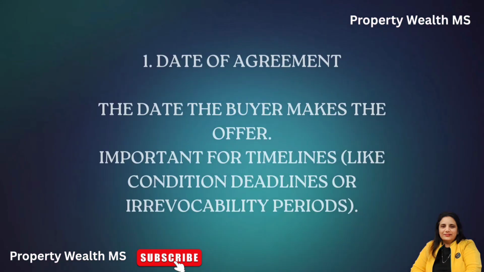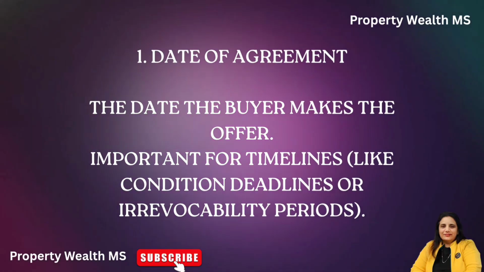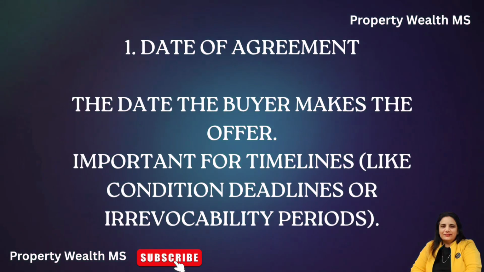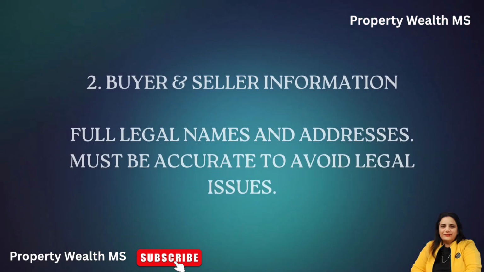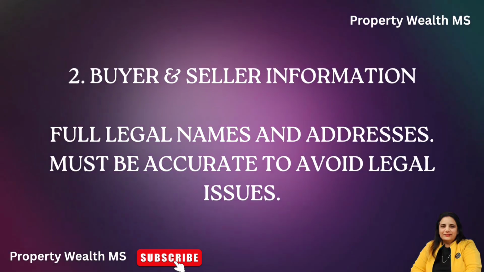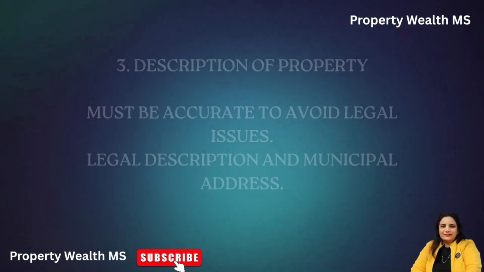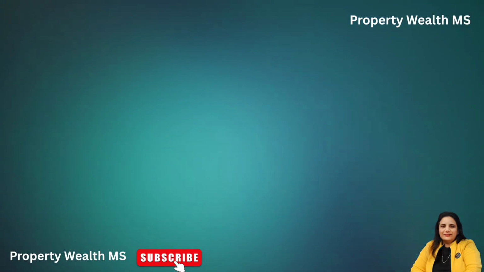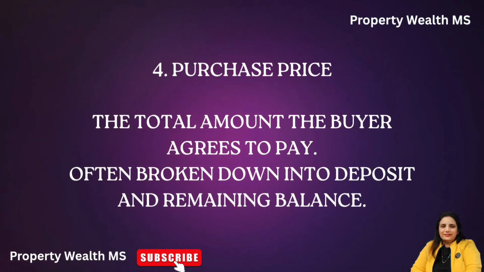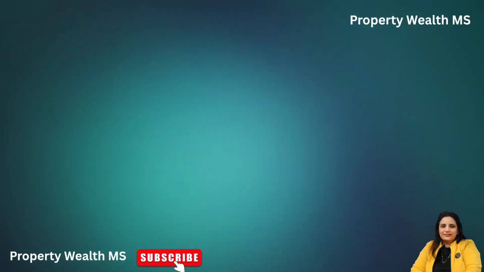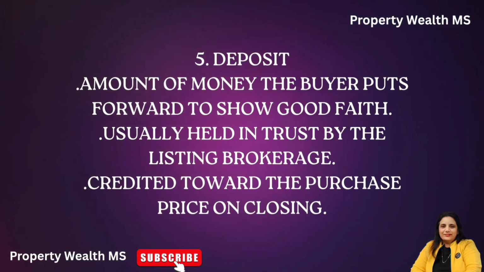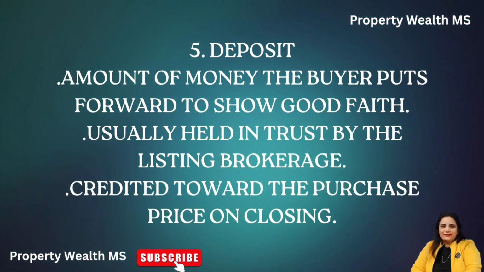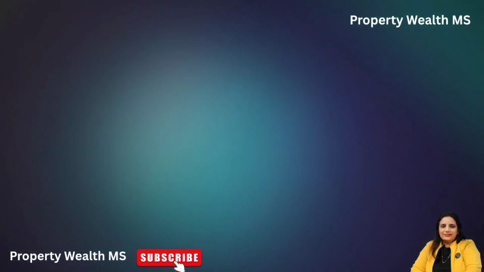Let's move on to the key components of the APS in Ontario. Here we are going to break down each part in detail. Number one is the date of the agreement. The date the buyer makes the offer is important for the timelines like the condition deadlines and irrevocability period. Number two is the buyer and seller information. Full legal names and addresses must be accurate to avoid legal issues. Third is the description of the property, which must be accurate to avoid legal issues. Fourth is the purchase price, the total amount the buyer agrees to pay. Fifth is the deposit, an amount of money the buyer puts forward to show good faith, usually held in a trust account, credited towards the purchase price on the closing date.